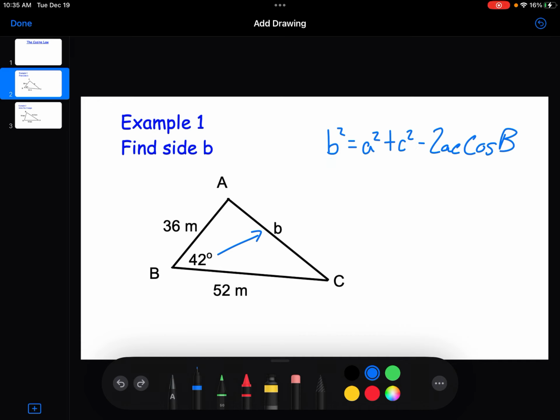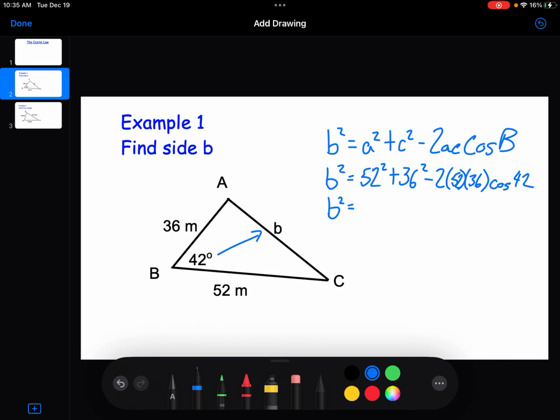So now we're going to start substituting everything in. I'm just going to leave B squared equals. Now A is 52 squared plus 36 squared minus 2 times 52, times 36 times the cos of our angle, which is 42. Now, when you're putting this into your calculator, I find that it's helpful to work back to front if you don't have a calculator where you can see everything. The other thing is you should definitely use brackets.